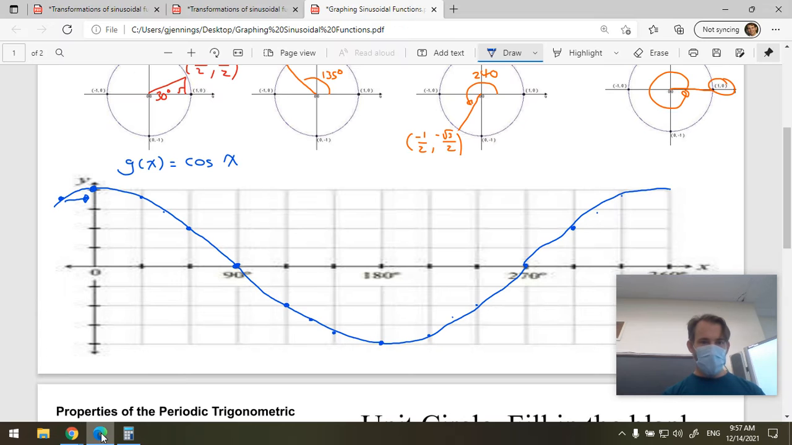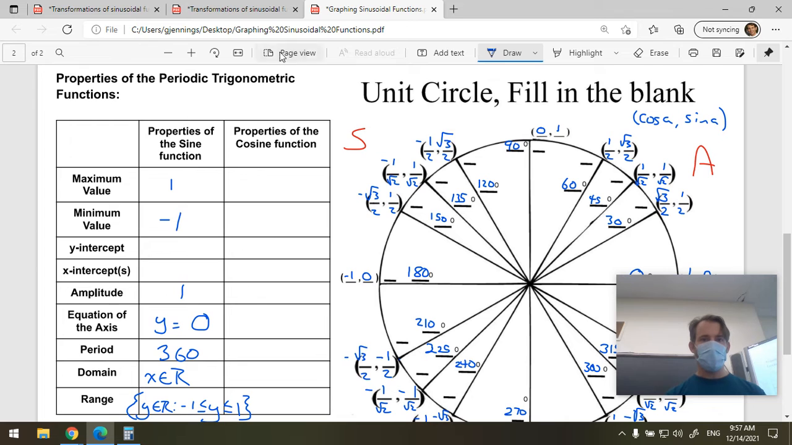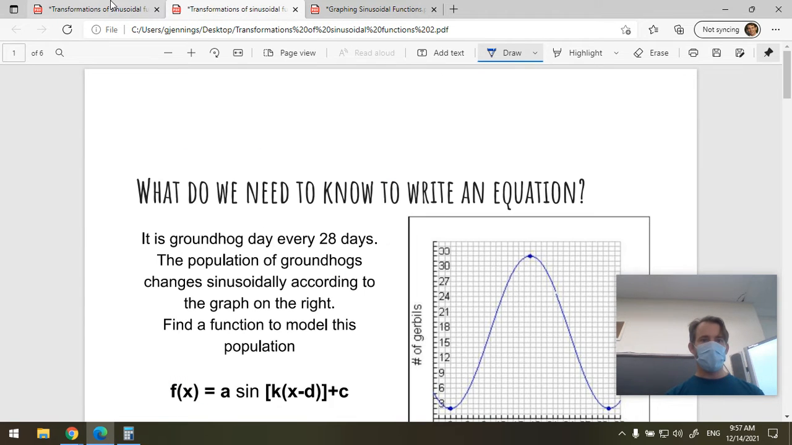And now, let's take a look. No, that's the wrong spot. That's the wrong spot. Here.